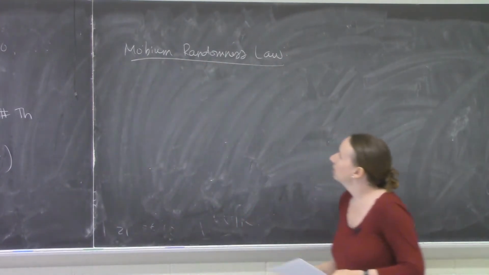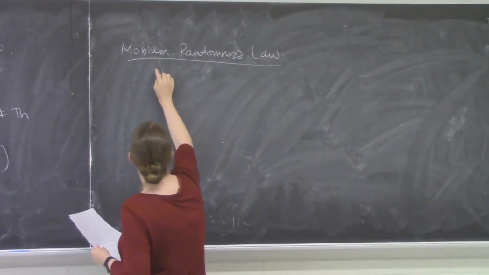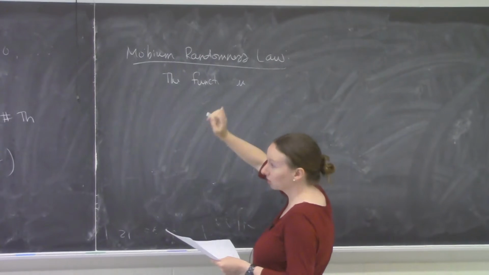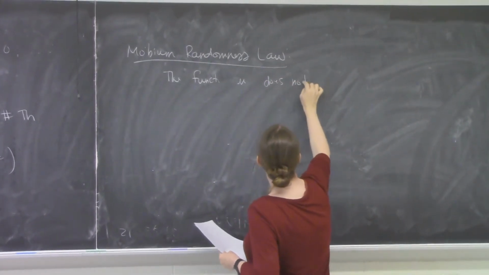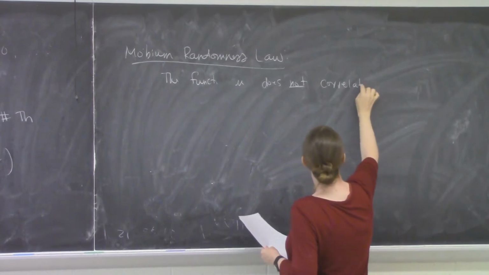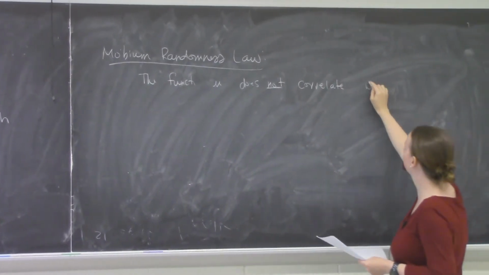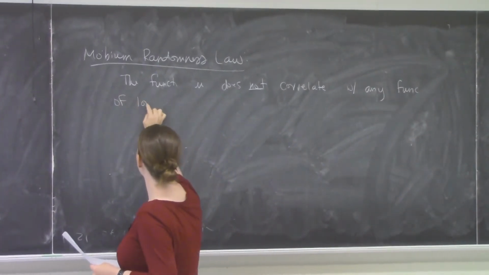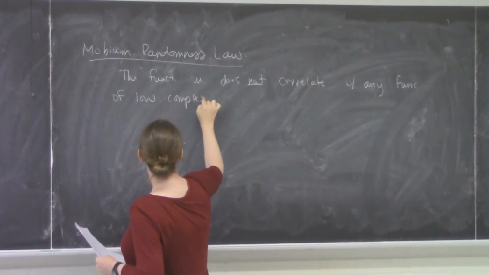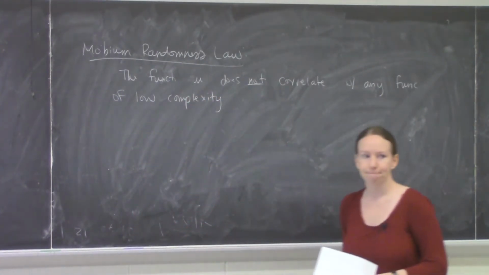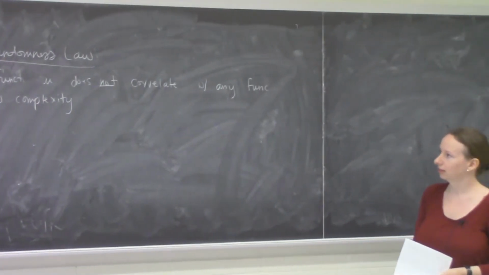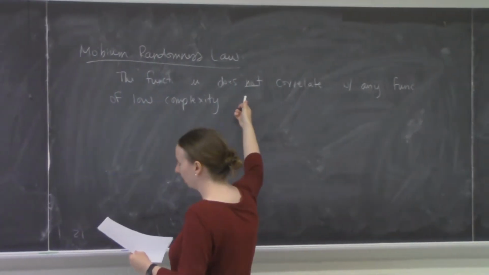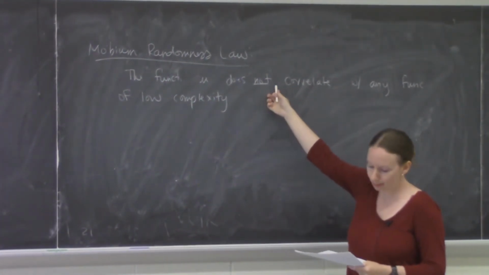Okay. So the Mobius randomness law says that the function mu does not correlate with any function of low complexity. Okay. So I'm going to tell you what it means to be correlated next. But this is what the law says, all right? This is what we think is going to happen. Okay, so what does this correlation type thing mean?